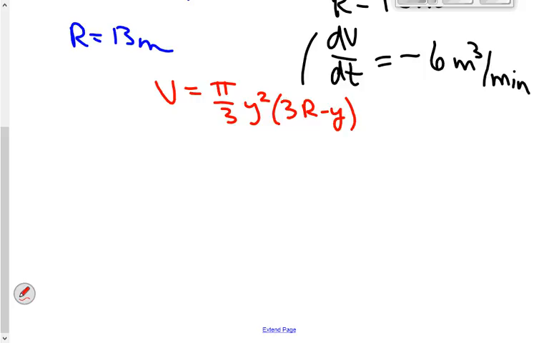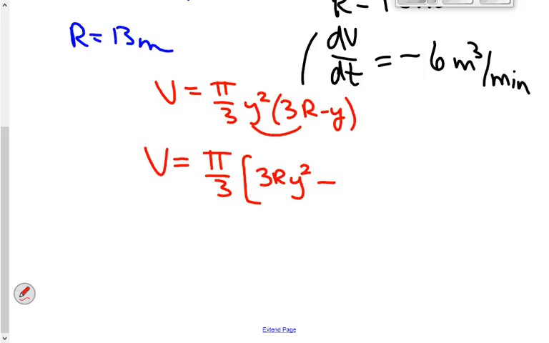I could multiply through, I could distribute. It's not technically FOIL because I don't have two full expressions inside, but we could just rewrite this. I'm going to leave my pi over 3 out here, and then I get 3Ry squared minus what? y cubed.